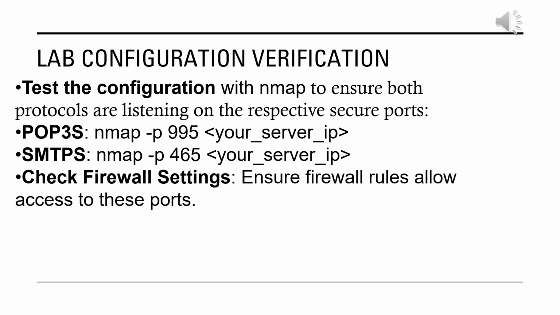So, lab configuration verification. In order to test the configuration with IMAP, you want to test the configuration to ensure both protocols are listening on their respective secure ports. So that means POP3S once again on 995 and then SMTPS on 465 by using this code here. And then you also want to check for firewall settings as well. This ensures firewall rules allow access to these ports, which is very important because we need these ports to test the configuration.